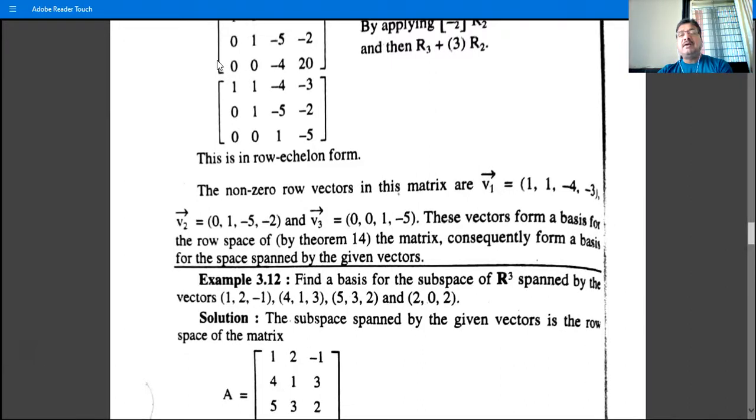Multiply by minus 1 by 4. So we have this, and this is in row echelon form. Okay, and there are 3 non-zero rows. This is non-zero, this is non-zero, this is non-zero. So denote the first non-zero row as vector V1, the second non-zero row V2, and V3. So these three form the basis for the row space of the matrix A, and consequently form a basis for the space spanned by the given three vectors.